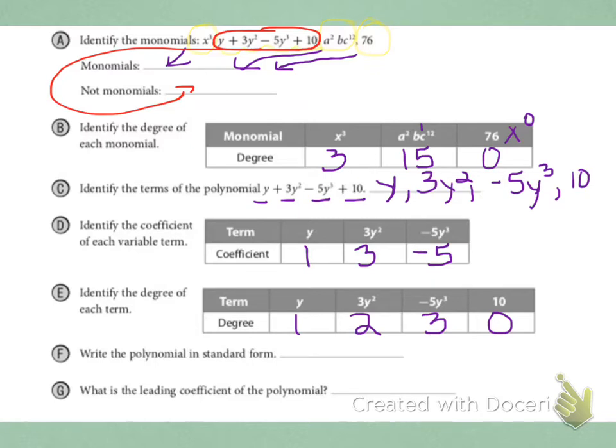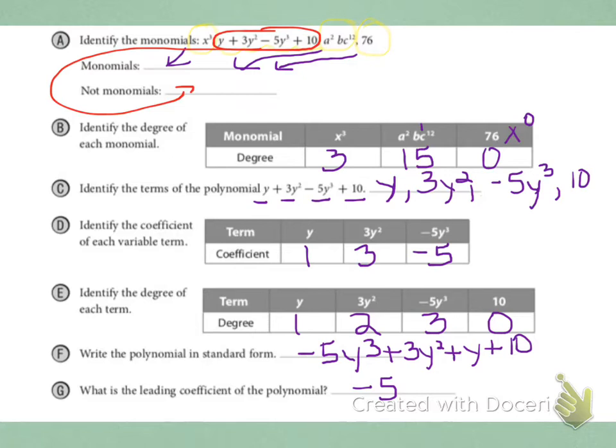Now when it asks you to write in standard form, remember we said that means we want to put this in descending order of powers. So that means the highest power is going to go first. That's negative 5y to the third, which is going to be your first term. And then it goes down from there, so plus 3y squared, then plus y, and then plus 10. And so when they ask for the leading coefficient, the leading coefficient of the polynomial is negative 5.